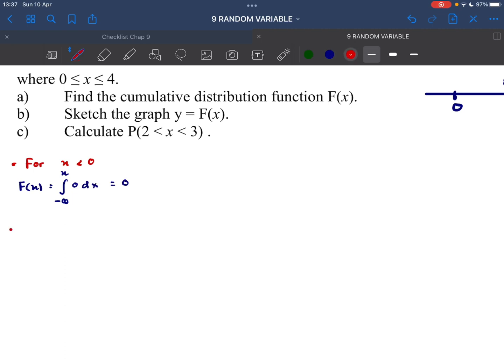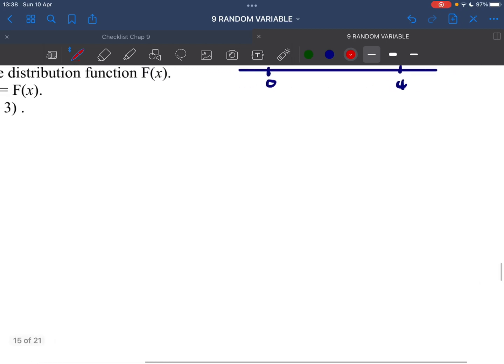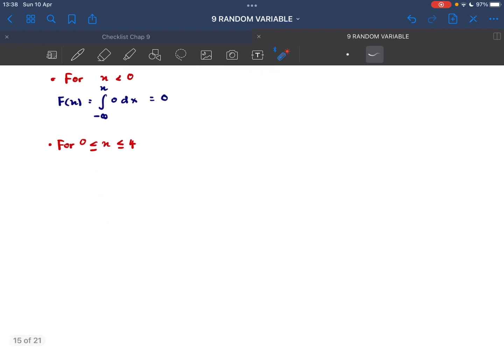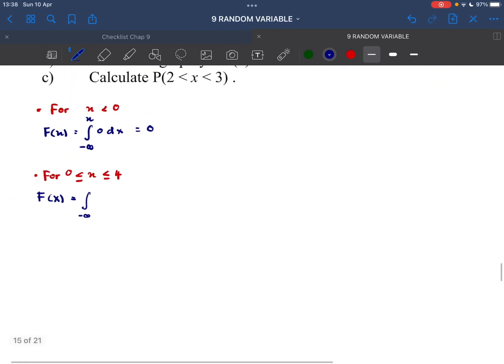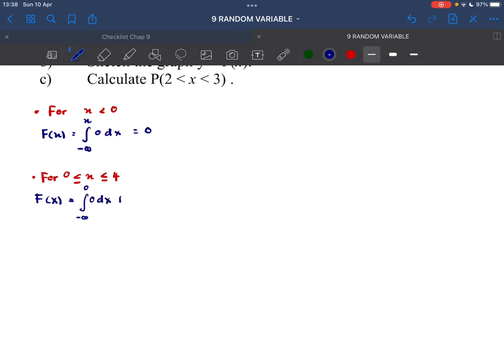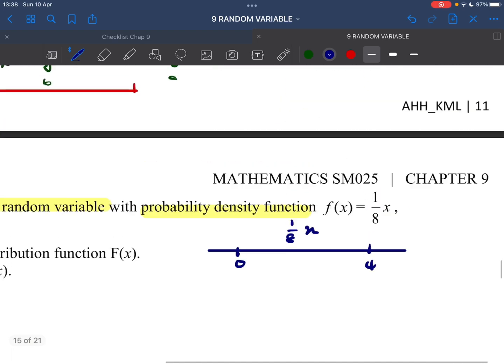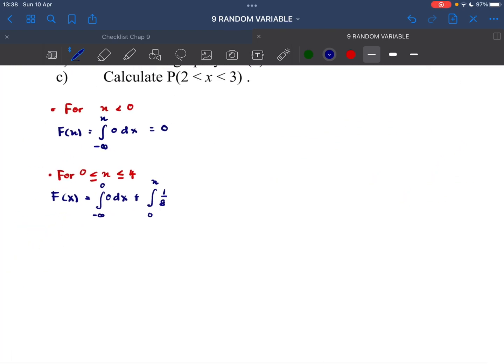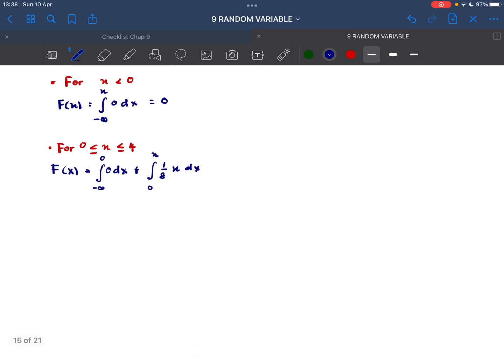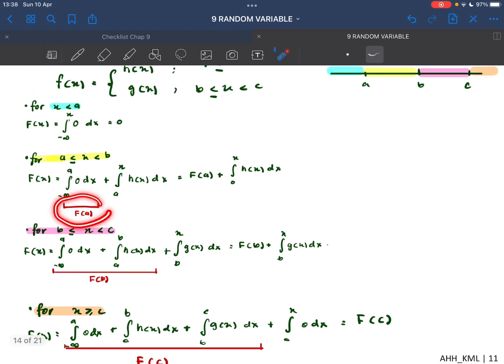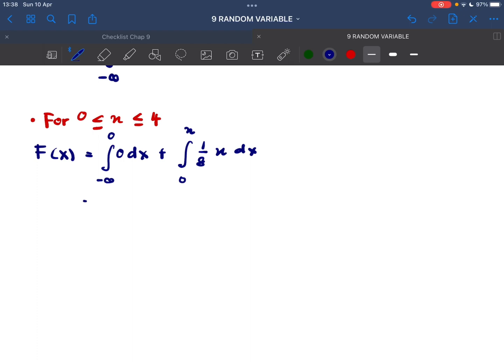Okay, so the next limit is for x between 0 and 4. Which is where we have the function 1 over 8x. So now we have F(x) equals, starting from negative infinity to 0, function 0, plus, which is supposedly 0 to 4, but remember the last limit has to be x, so we replace this with x. So your function here is 1 over 8x, 1 over 8x dx. Okay, this is the same as I said in the note here, the first one is your F(a). So this is actually our F(a) plus, and this one we have to integrate as usual, x squared over 2, integrate from 0 to x.